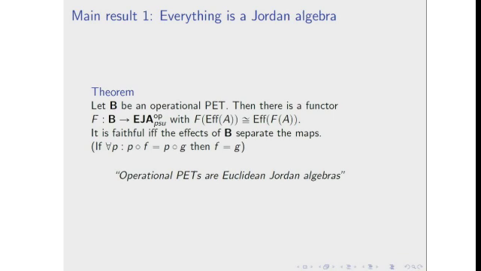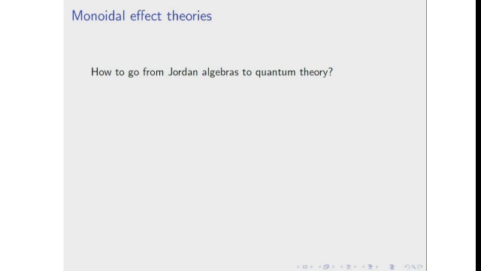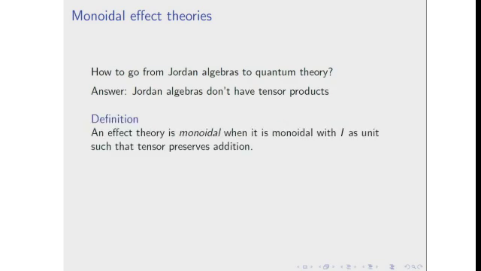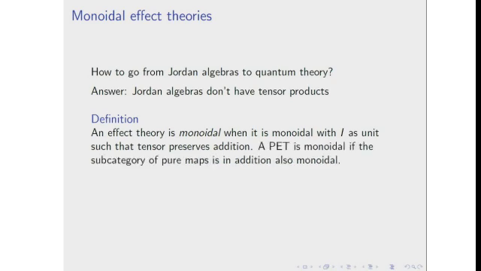This is my reason for why you should care at least a little bit about Jordan algebras: you get these very nice intuitive axioms about a dagger category of pure maps and you get Jordan algebras out. And then you need to go from Jordan algebras to quantum theory, and this is quite easy to do because Jordan algebras don't have a tensor product, so I just add a tensor product in. I define an effect theory to be monoidal when it is monoidal itself, and this designated object I is the monoidal unit and the tensor preserves addition.